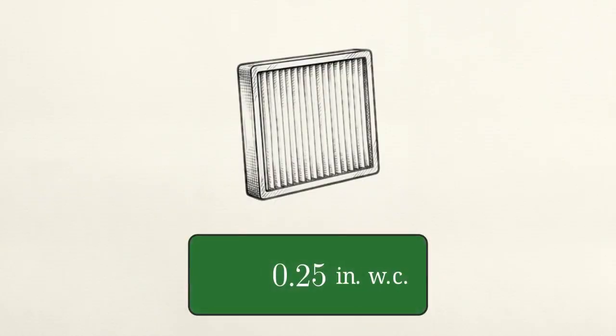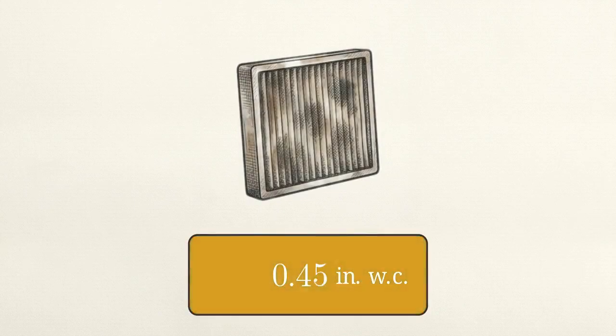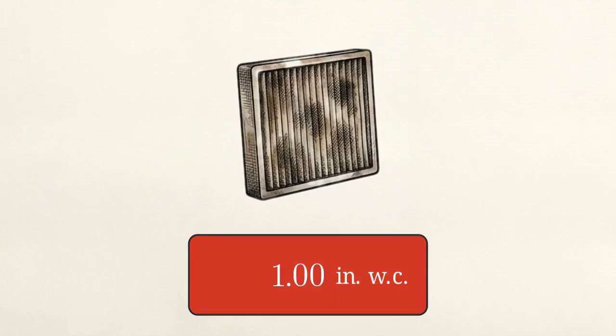A typical new filter creates a slight pressure drop of about 0.25 inches of water column. As the filter catches debris, resistance increases. If your reading approaches 1.0 inch of water column, you've hit the maximum saturation limit. The filters are completely plugged.